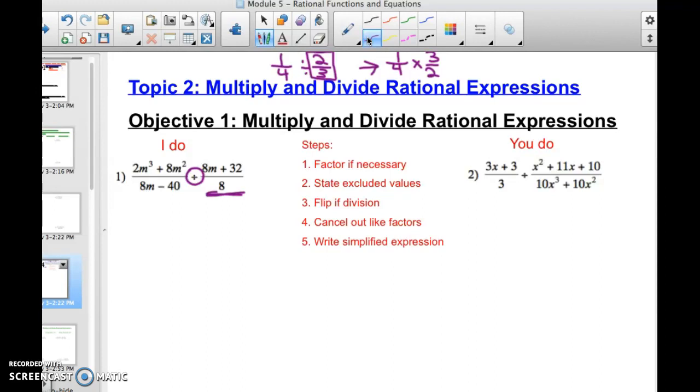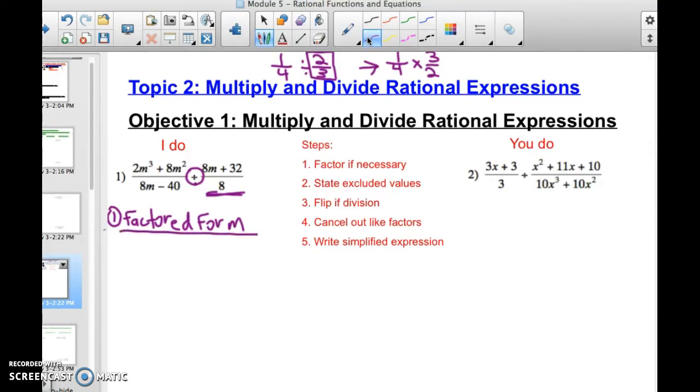If it's multiplication, you don't have to do step 3. You just need to notice that. Those are some mistakes I see: you don't notice that it's division, so you forget to flip it. All right, factor if necessary. Step 1. I'm going to write factored form. I need to get this big rational expression or operation of division into factored form.